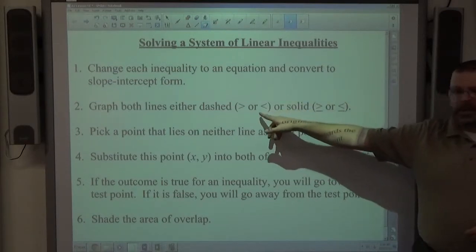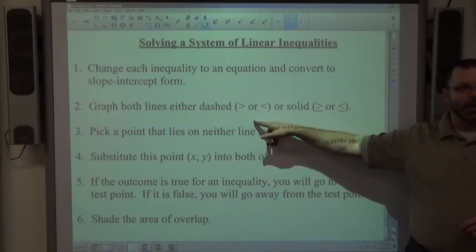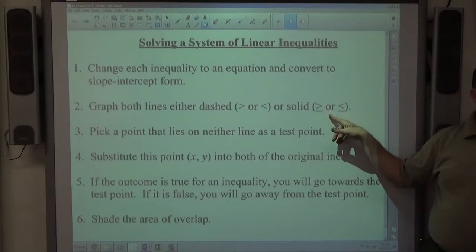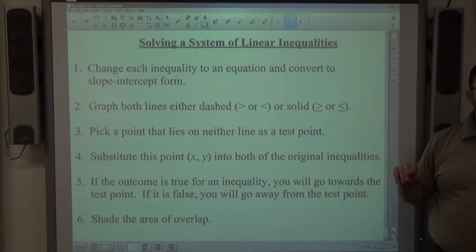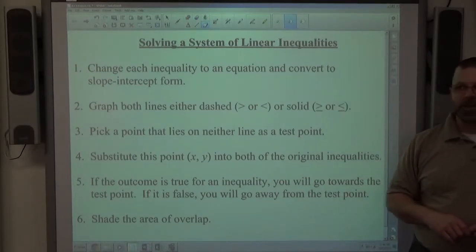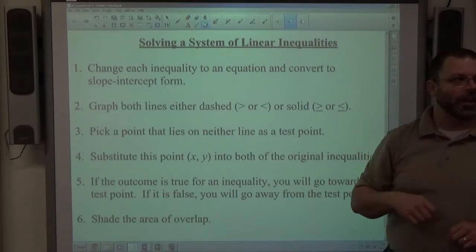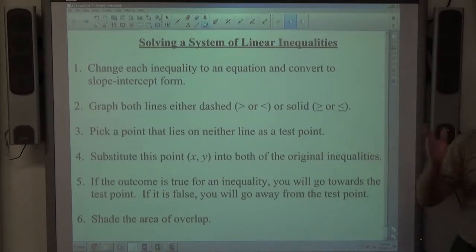Okay, so a dashed line means that the line is boundary but not included. A solid line means that that's boundary and it is included. So if it has an equals to, you put the solid line. That's the most common mistake people make. They put solid lines on everything. I don't care about these dashed lines, I'm going to make everything a solid line. Okay? Open circles, dashed lines, closed circles, solid lines.